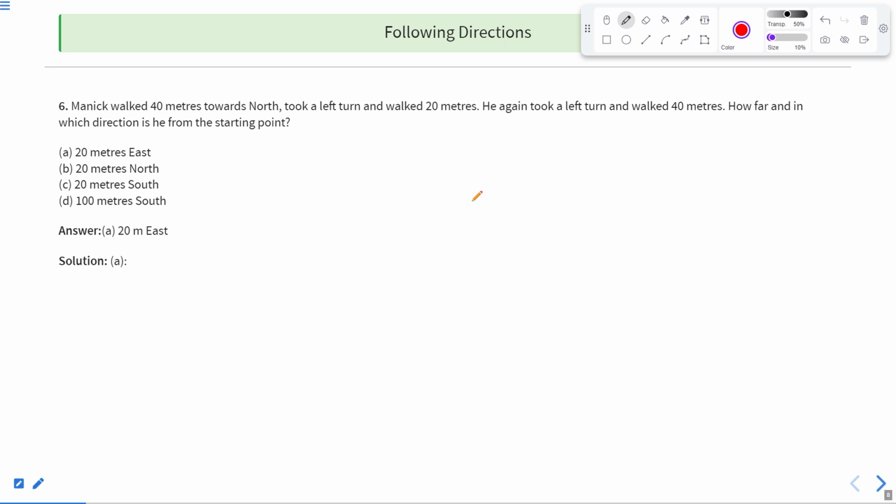Okay. Next following directions. Manic walks 40 meters towards north. Again, don't eat soggy waffles. So we have starting point 40 meters north. ठीक है. Then took a left turn. Left is west now. Walks 20 meters. Then took another left turn and walks 40 meters. ठीक है. And now we go north 40, south 40. How far and which direction is he from starting point?